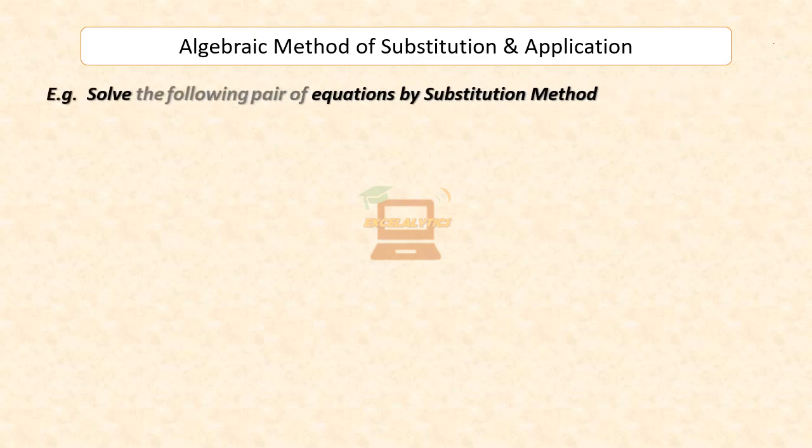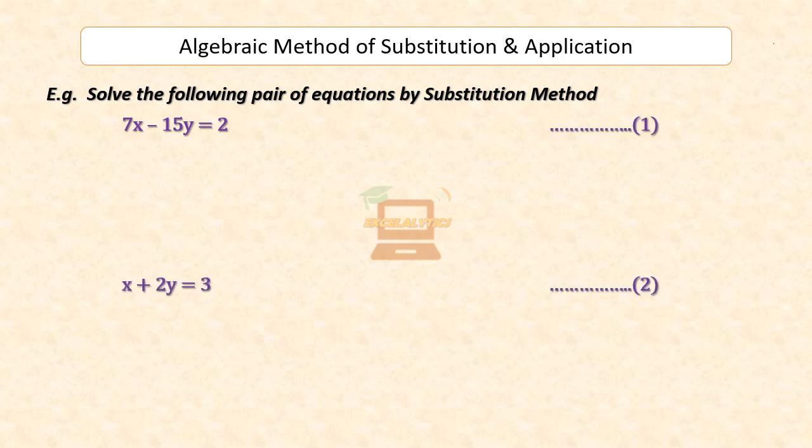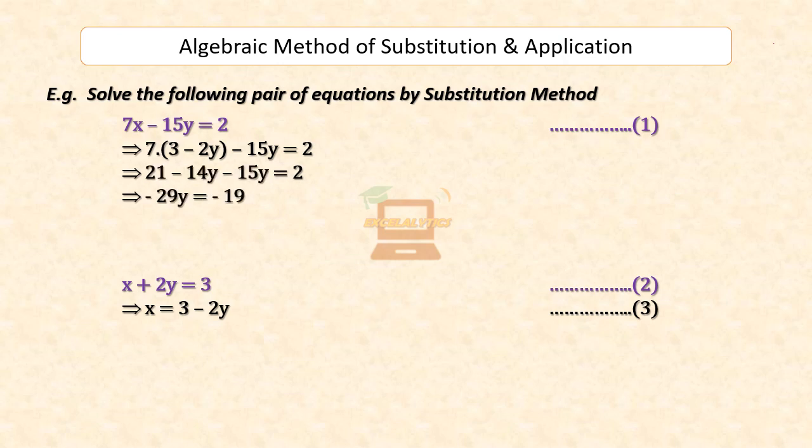Solve the following pair of equations by substitution method. 7x minus 15y equals 2, and x plus 2y equals 3. From the second equation, x is 3 minus 2y. Putting this value of x in first equation, we get 7 times (3 minus 2y) minus 15y equals 2. Simplifying this equation, we get y is 19 by 29.